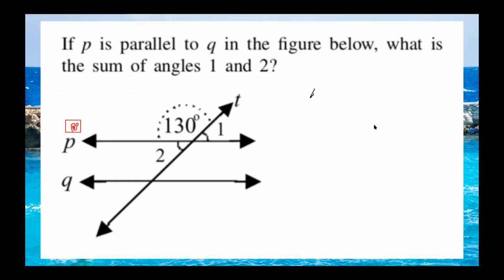So for this example here, P is parallel to Q in the figure. And they tell you that, but we can draw the arrowheads to show that they're parallel. And it wants to know what is the sum of angles 1 and 2, and that part that says sum can be confusing, right? So that means they want you to find angle 1, find angle 2, and then add that together because they want the sum of both.